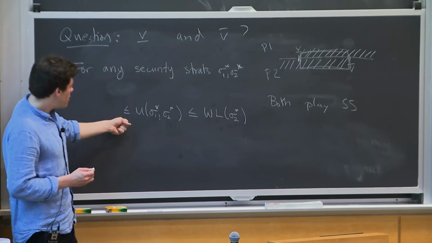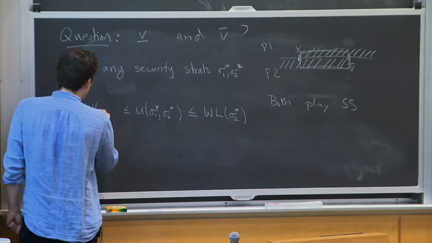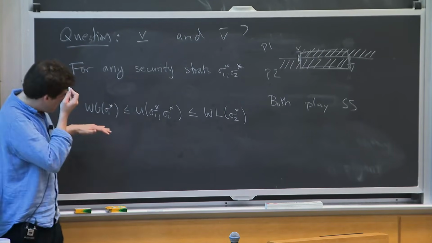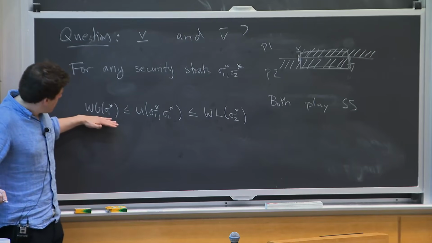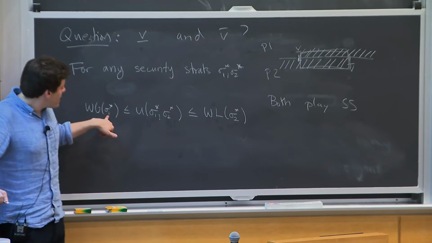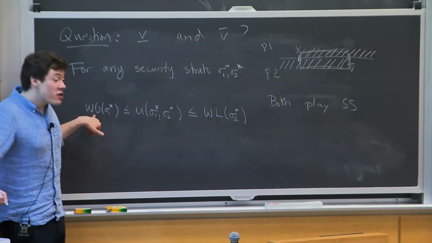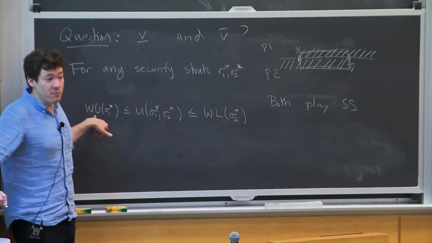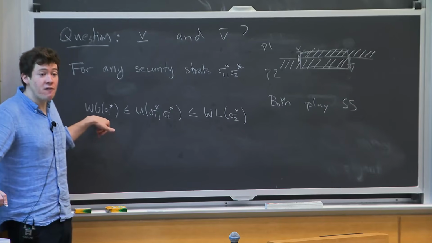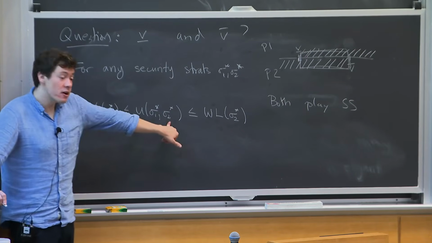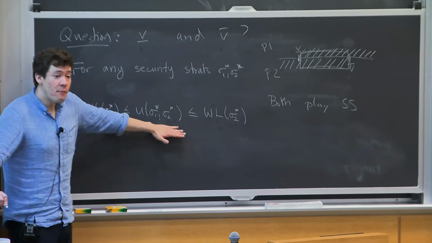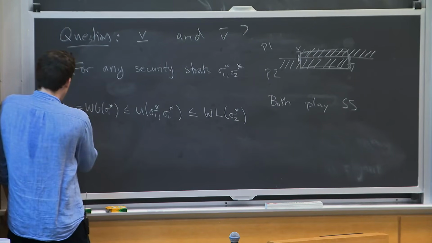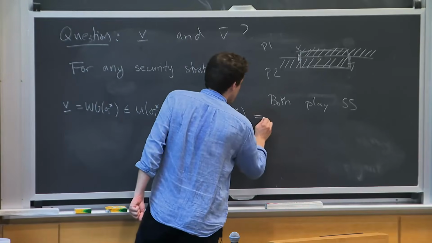Then in the other direction, we want to claim this. Well, if I play sigma 1 star, my worst case gain is WG of sigma 1 star. So that says, however my opponent plays, I'm going to get a payoff of at least this. So in particular, if my opponent plays sigma 2 star, my payoff is going to have to be higher than this. And this is V lower bar, and this is V upper bar.